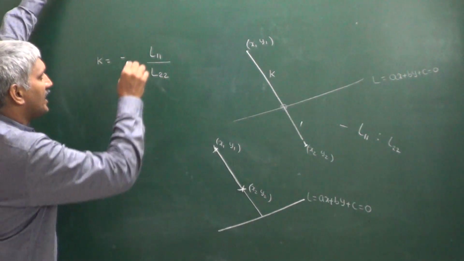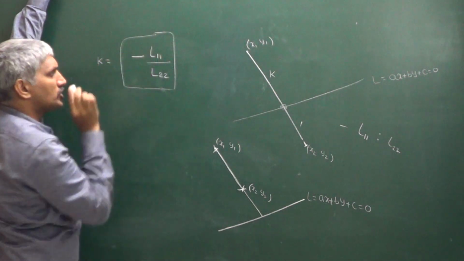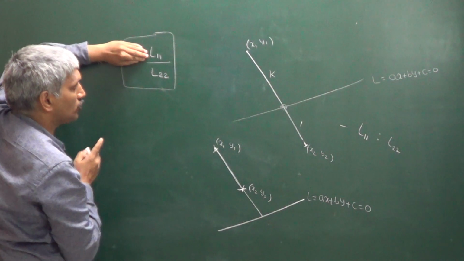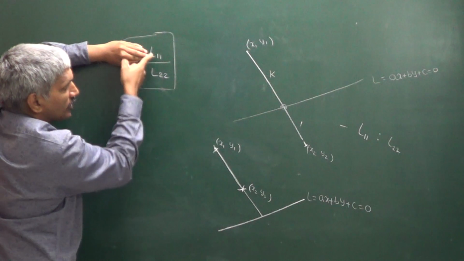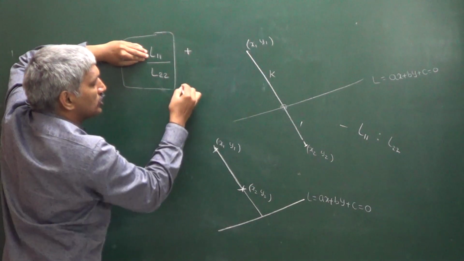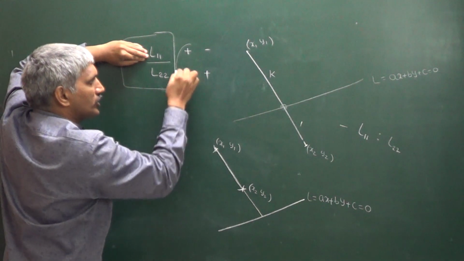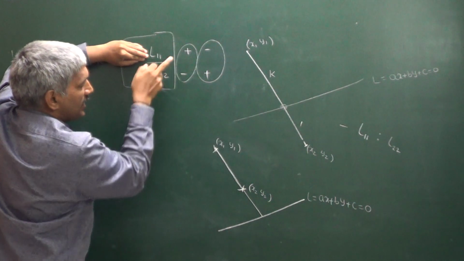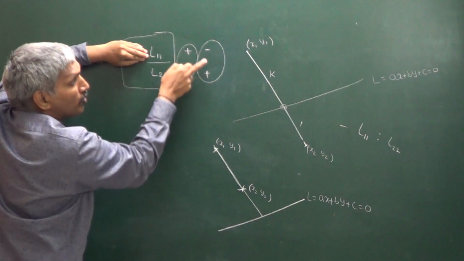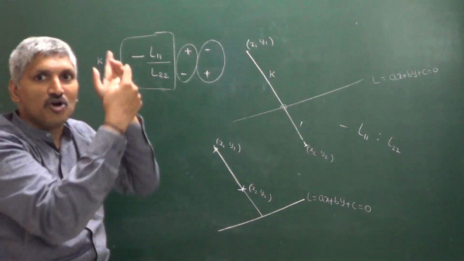That means to get the ratio positive, the value L11/L22 must be negative. For this value to be negative, the numerator must be negative and the denominator positive, or the other way around. That means L11 and L22 have opposite signs. Then L11/L22 will be negative, and the negative multiplied with the negative makes the ratio positive.